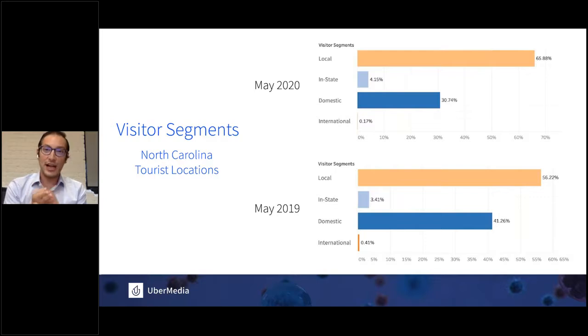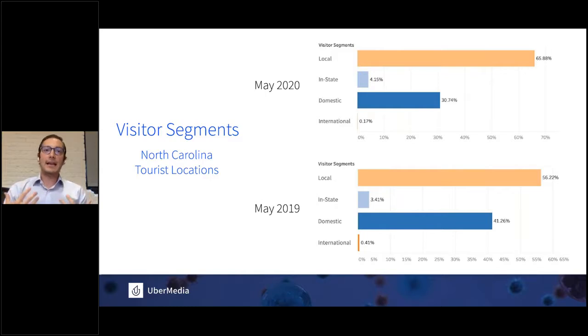Believe it or not, there are still internationals stuck in our country. I was in Boston a couple of weeks ago and saw a group of Italians walking around, just enjoying the nice weather. But the big takeaway here is that month over month, we see a massive shift in out-of-state visitors. We see over 10% fewer out-of-state visitors coming into North Carolina and doing things.